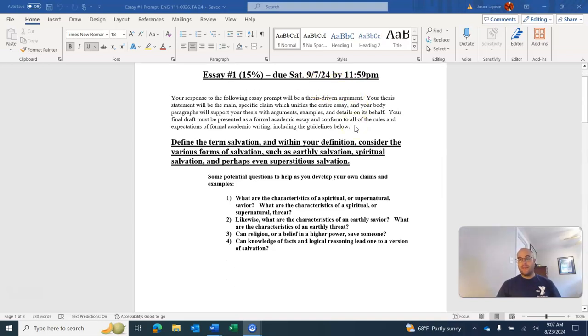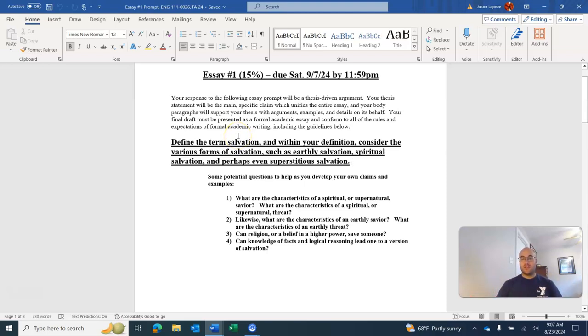And then what is the assignment? For my essays, I put the prompt in bold and underlined right in the middle of the page like this. And so for this paper, the approach is a definition. There's lots of different approaches: cause, effect, problem, solution, compare, contrast. This one is a definition paper, and I'm asking you to define the term salvation. That's the gist of the essay.